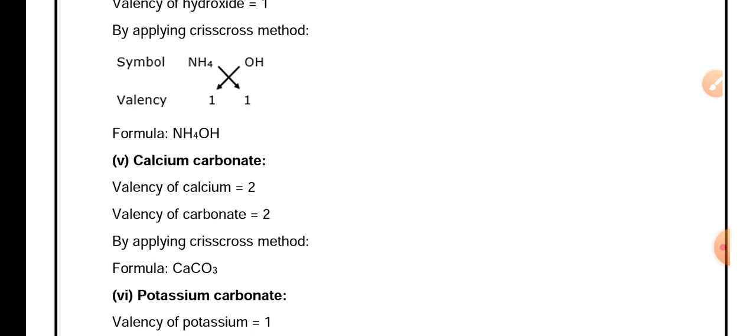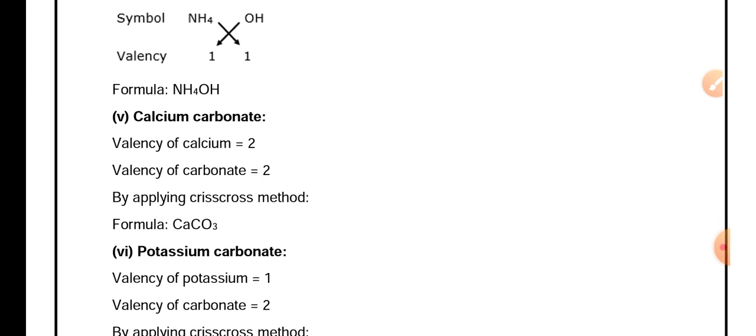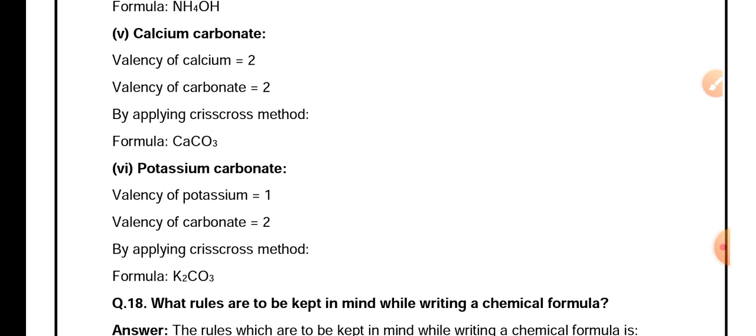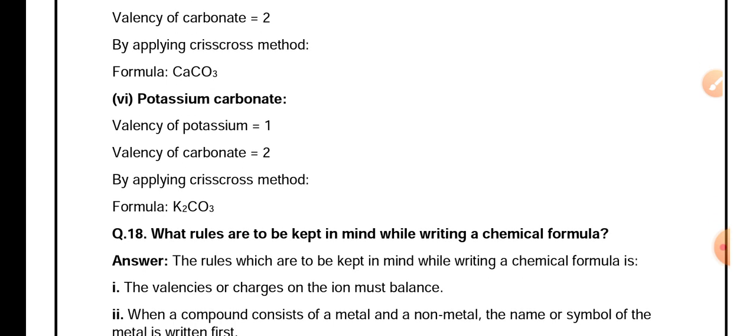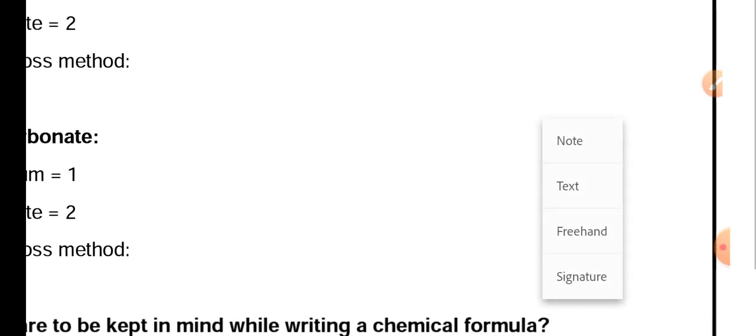Potassium carbonate: the valency of potassium is 1 and the valency of carbonate is 2. By applying the crisscross method, it is K2CO3. What are the rules to be kept in mind to write a chemical formula? The rule is that the valency or charge on the ion must be balanced.